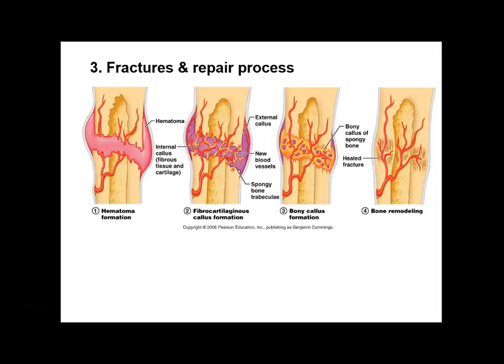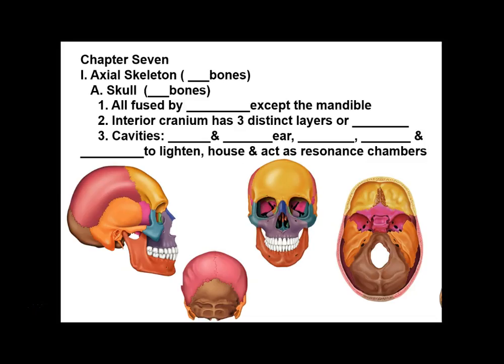And then just like when you made bone originally, the cartilage is going to be replaced by a bony callus. So you're going to have bone tissue laid down. And then finally the osteoblasts and the osteoclasts will do some fine-tuning or remodeling so that the bone is almost back to its original state. And that leads us into Chapter 7.